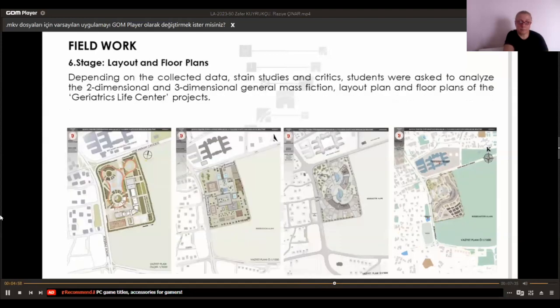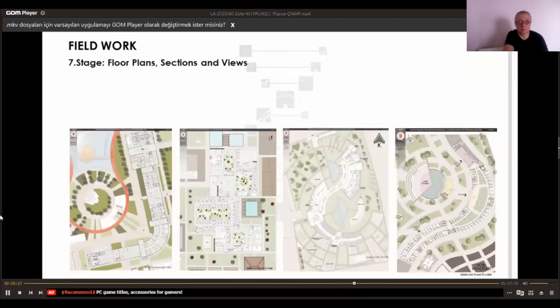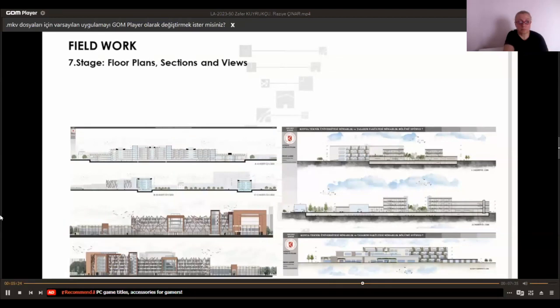Step 6, Layout and Floor Plans. Depending on the collected data, stain studies and critiques, students were asked to analyze the 2 and 3 dimensional general mass function, layout plan and floor plans of the geriatric life center projects. Step 7, students created the floor plan, section and view of their projects. You can see in this paper the students' project views and sections. When looking at the views and sections, a horizontal spreading design is seen for use by the elderly.